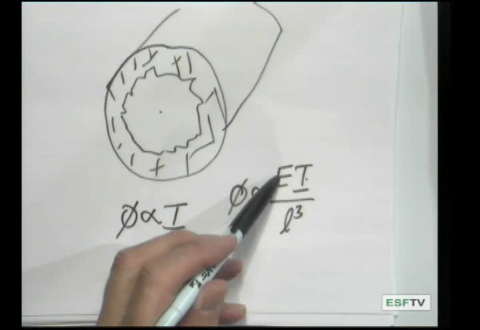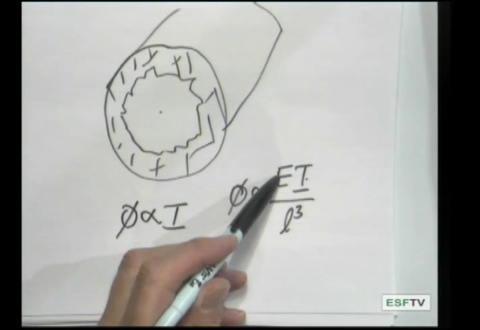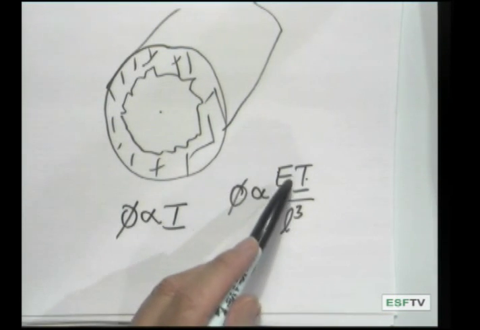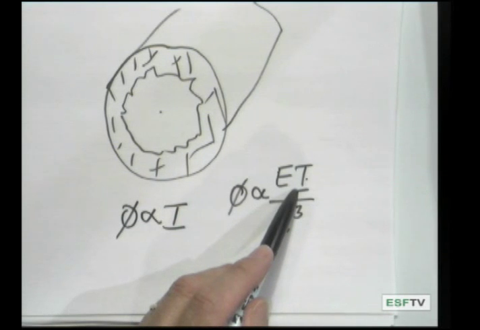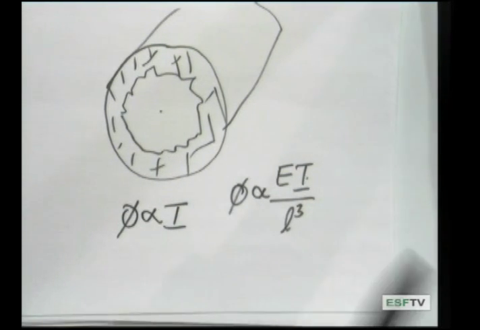Things that have a large second moment of area and a stiff Young's modulus will resist flexure much more than those that have a smaller product of those two quantities. And of course, the longer it is, the more flexible it's going to be. Okay, now let's have a look at some real bones and illustrate this principle in action.